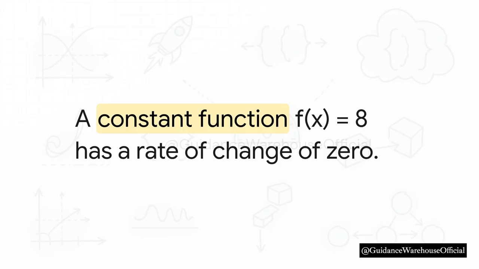Now let's connect this to real life. Why does this actually happen? Well, remember that a derivative is simply a measurement of a rate of change. Right? If a function is a constant, like say f of x equals 8, its value never ever changes. Just like a parked car isn't moving, its speed is 0. So its rate of change, the derivative, is absolutely 0.